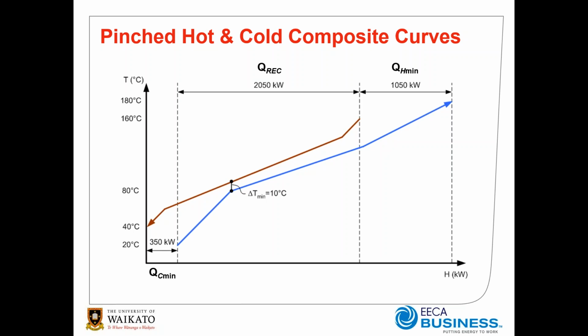And of course the thermodynamic limit of an infinite area heat exchanger is a delta T min of 0, which of course isn't practical or possible. But nonetheless, what we see from this is the pinch temperature has also lowered, as well as the targets. And this is simply because this little kink in the cold composite curve is driving that pinch. And so it's just dropped a fraction.